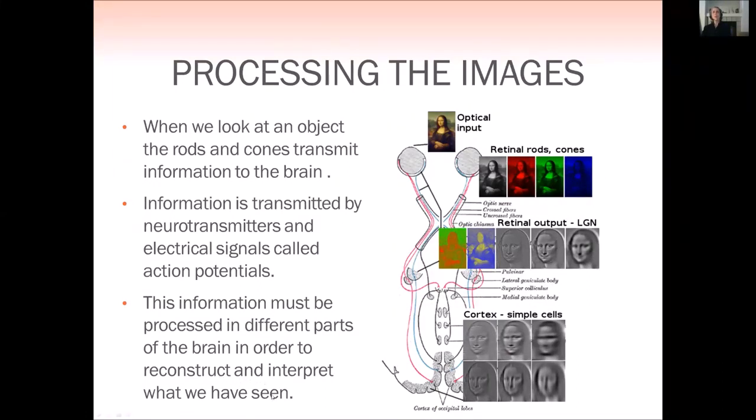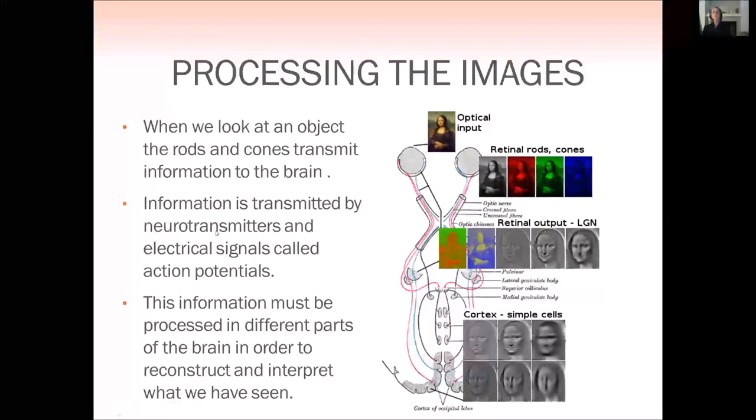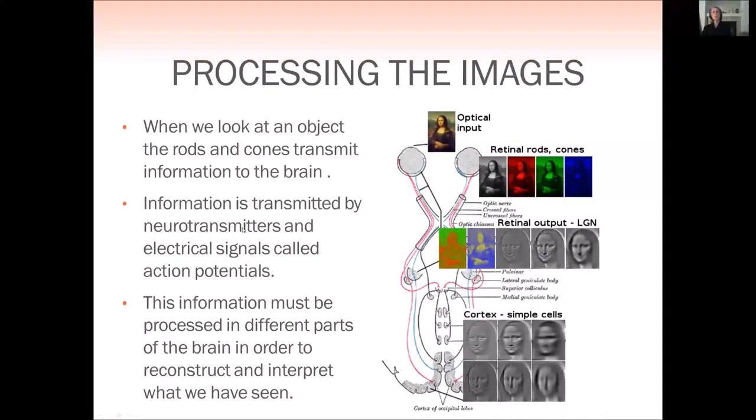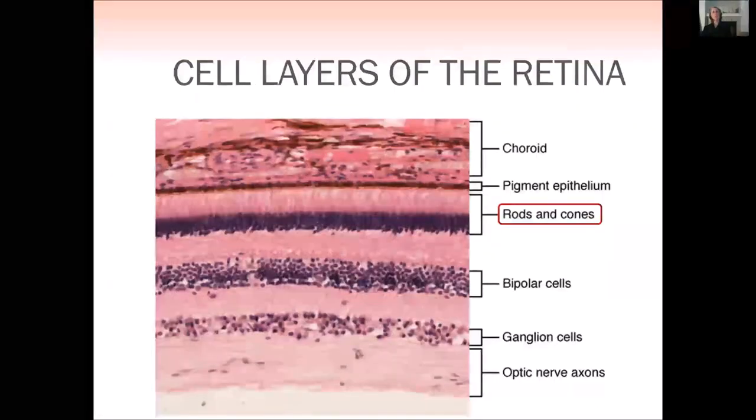And then different parts of the brain process the retinal output and then reconstruct and interpret what we have seen. But there's another important component. The information that's being transmitted from the photoreceptors is transmitted by little chemicals called neurotransmitters from one nerve to another. And then along the nerve, there are little electrical signals called action potentials that are used to transmit this information. It's a very complex process.